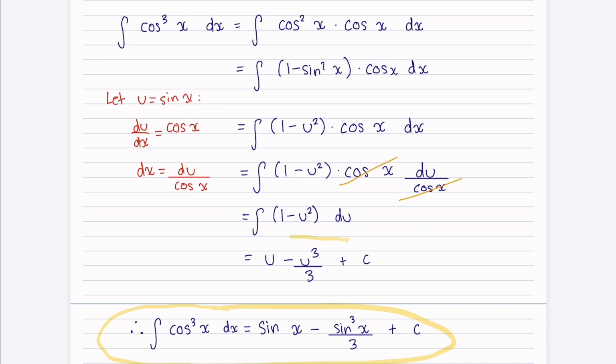Once we integrate that function, we end up with this function here. And then we just need to substitute u back into our final answer. Our final answer is going to be equal to this. So the integral of cos x cubed is going to be sine x minus sine x cubed over 3 plus c.